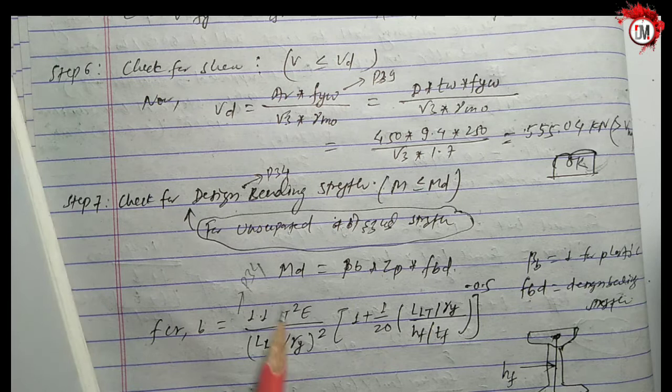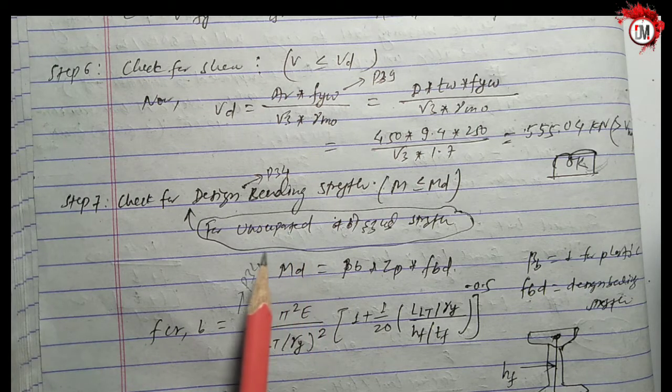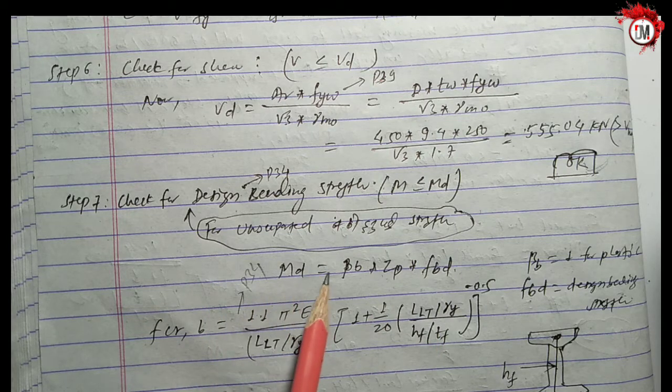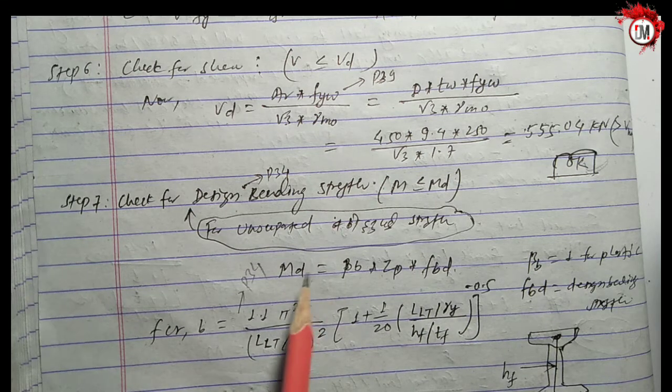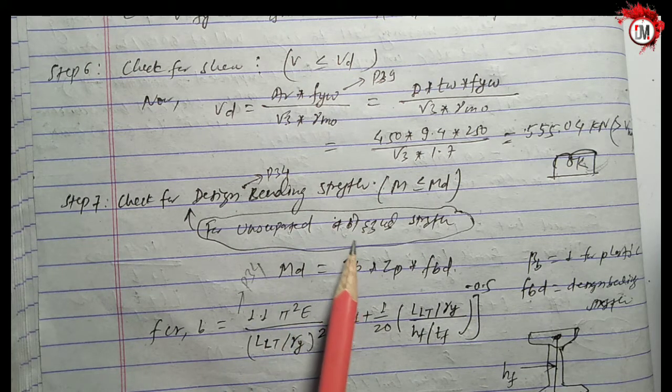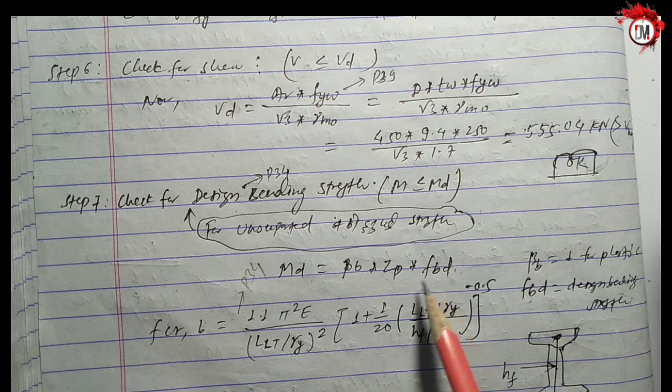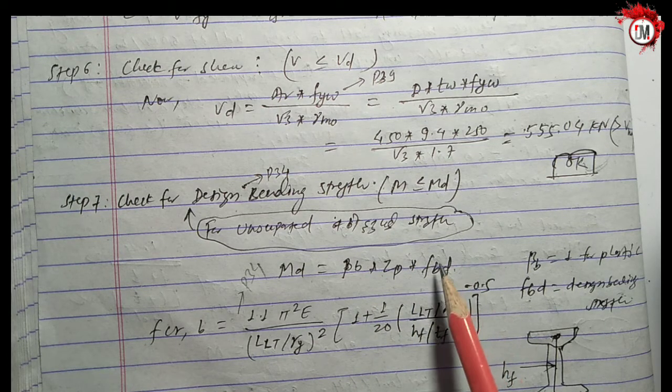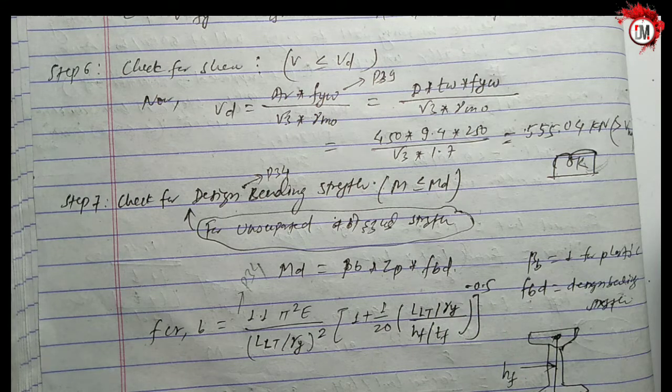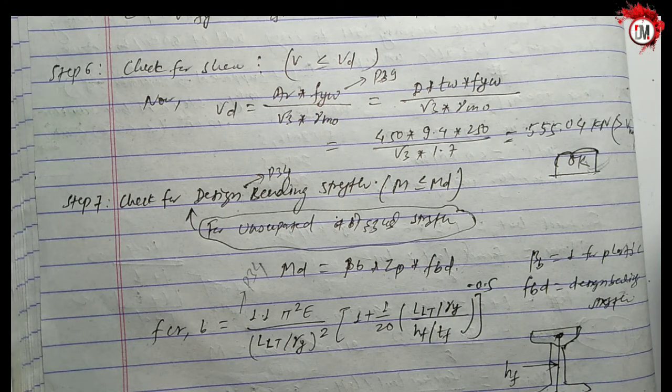Basically, the basic difference between laterally supported and laterally unsupported starts from here. Before this video, we used a simple value for Md calculation, but in the unsupported condition, we will use this value: Md equal to beta_b into Z_p into f_bd. So now how do we calculate f_bd? For this, we have to go to page number 34 of the steel code.